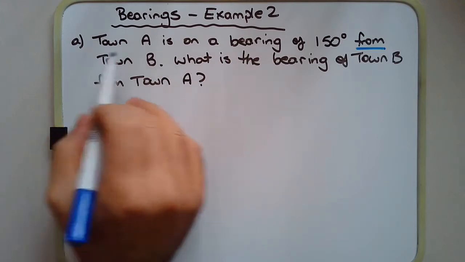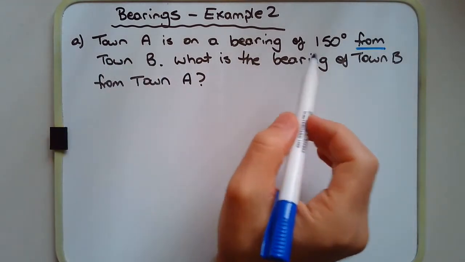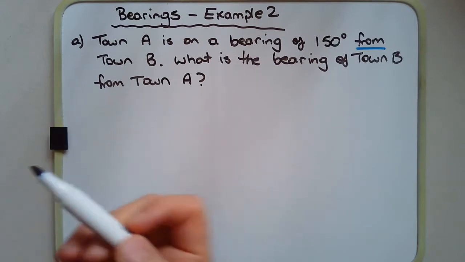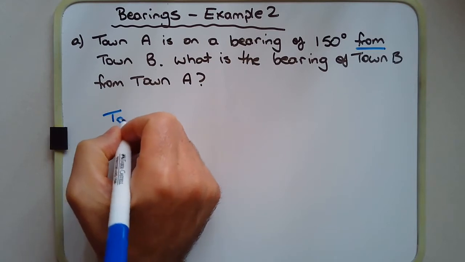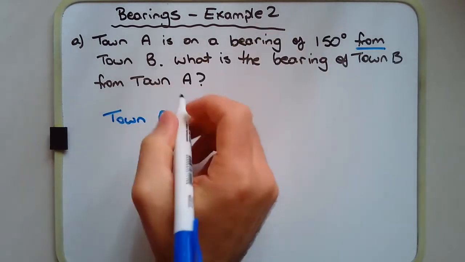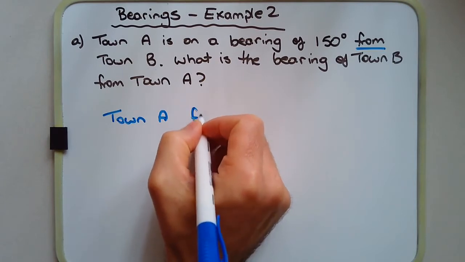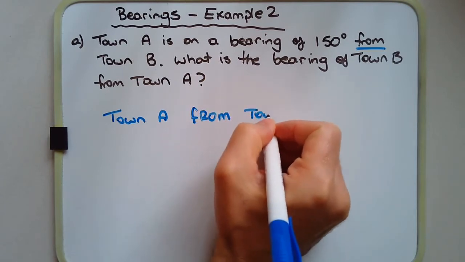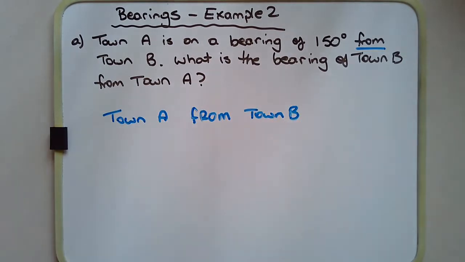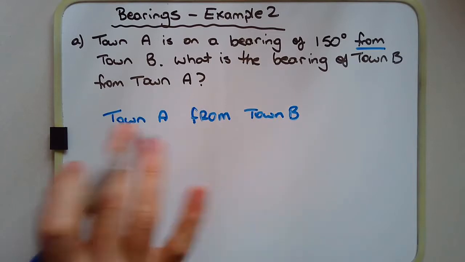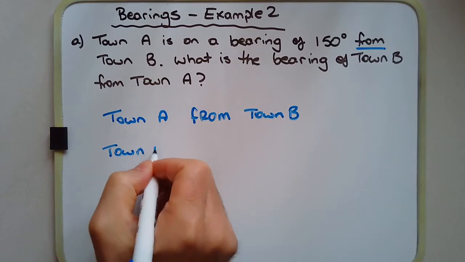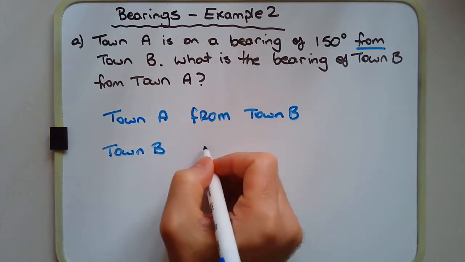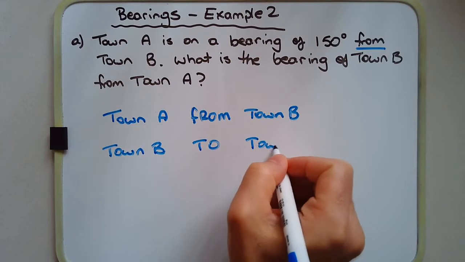So this particular statement, town A is on a bearing of 150 degrees from town B. Where are we starting from? Okay. So let's write down what's going on here. So town A from town B. What comes after the word from is in fact our starting point. If I was to write this statement in reverse order, I would write town B, change the word from to the word to, town A.